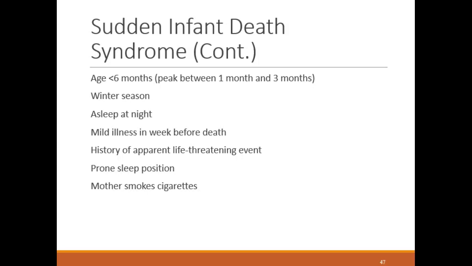So typically most SIDS cases happen in babies less than 6 months. Winter seasons are usually when it happens the most. Maybe it's because we think we need to put extra blankets on our babies. It happens when the babies are asleep at night. It's very common in kids that have had maybe mild illnesses before it ends in infant death. Again, we don't want our babies sleeping on their stomach, and moms who smoke have a bigger risk for SIDS.